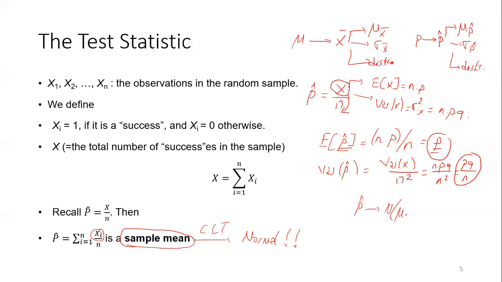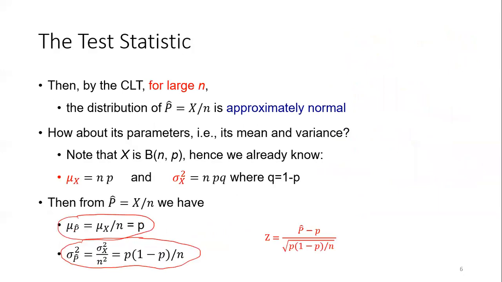So how about its expected value? Its expected value is p. How about its variance, sigma squared of p hat? It's equal to p times q divided by n. Okay, so now we are ready to infer information about the unknown parameter p. So p hat is normally distributed.